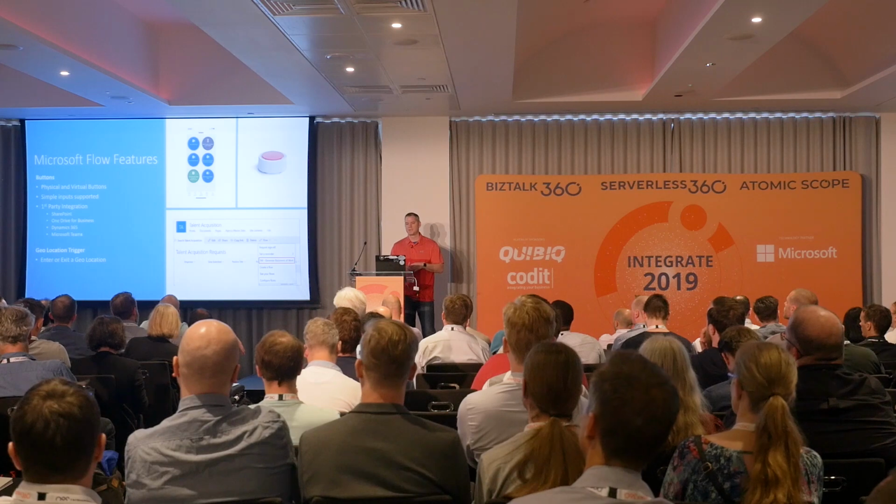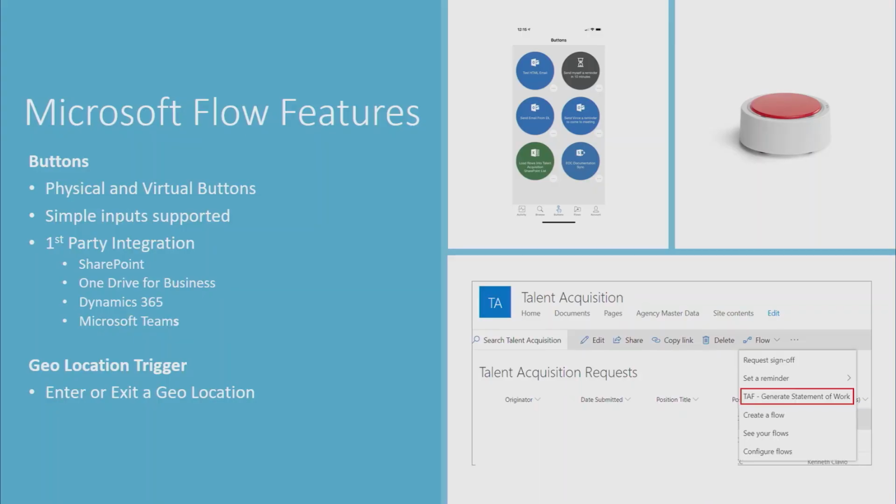We showed a little bit about this yesterday, but Microsoft Flow supports buttons, both virtual and physical. And as part of that, you have this deep integration through templates or in-product experiences with tools like SharePoint, Dynamics 365, OneDrive for Business, or Microsoft Teams in order to kick off these flows. I also touched on the geolocation trigger, which is part of the Flow mobile app. That's a new investment as well.